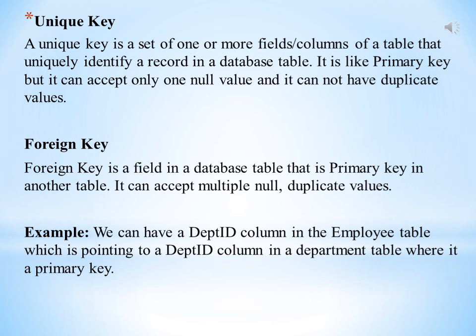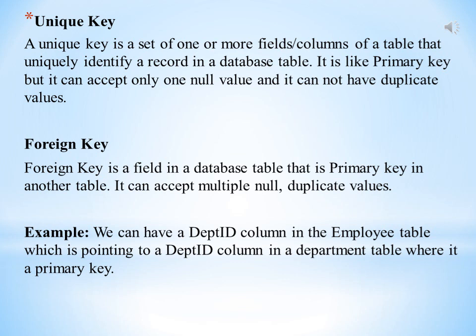Next is the foreign key. A foreign key is a field in a database table that is a primary key in another table. It can accept multiple nulls and duplicate values. A foreign key constraint is also known as a referential integrity constraint. In this constraint, one field is common between 2 tables. A foreign key represents a relationship between tables.